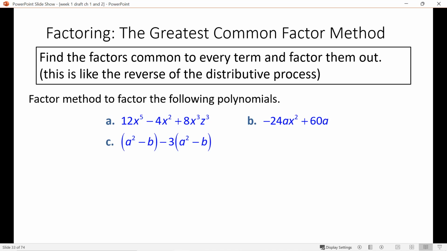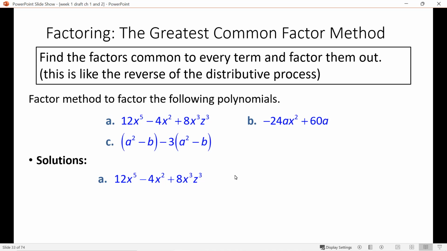And this is where we just look at each of the terms and find the factors that are common to every single term and factor that factor to the outside of some parentheses. This is basically the opposite of the distributive process. So I'm going to work through these 3 examples for you. Let's take a look at that first example, 12x to the 5th minus 4x squared plus 8x to the 3rd times z to the 3rd.